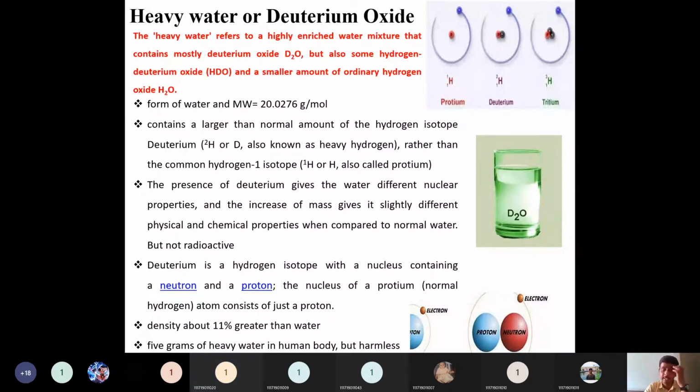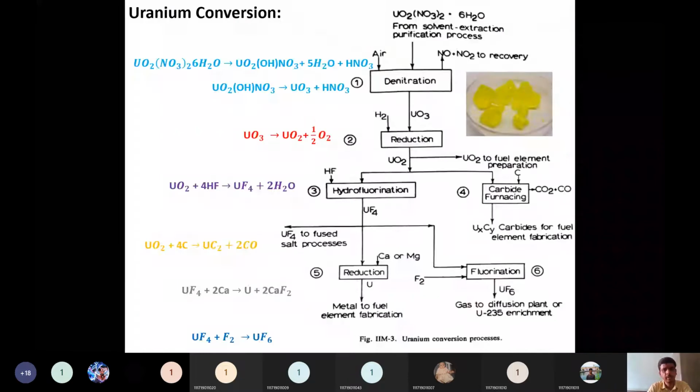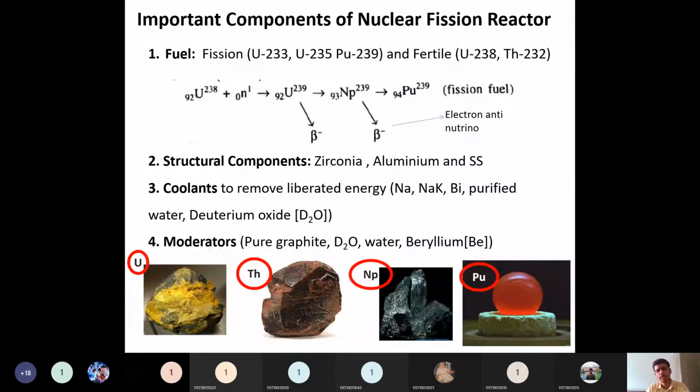So, in CT2, we have seen until now the nuclear energy production, how to produce nuclear energy. In this production, there are many structural components of the nuclear fission reactors. In this, we have seen many coolants. Among these coolants, there is deuterium oxide, D2O. Then in the moderator also this D2O is there.